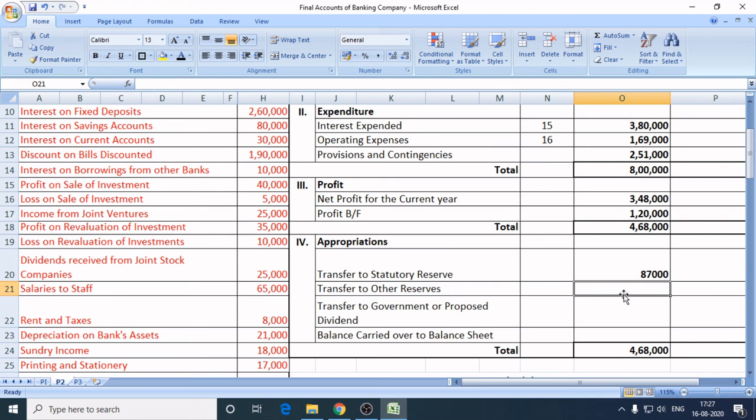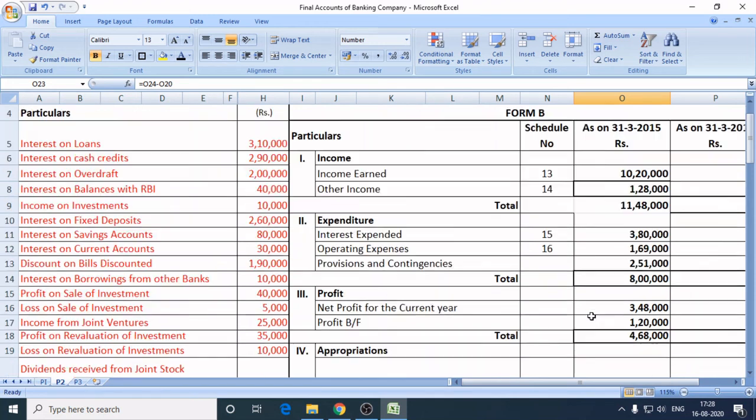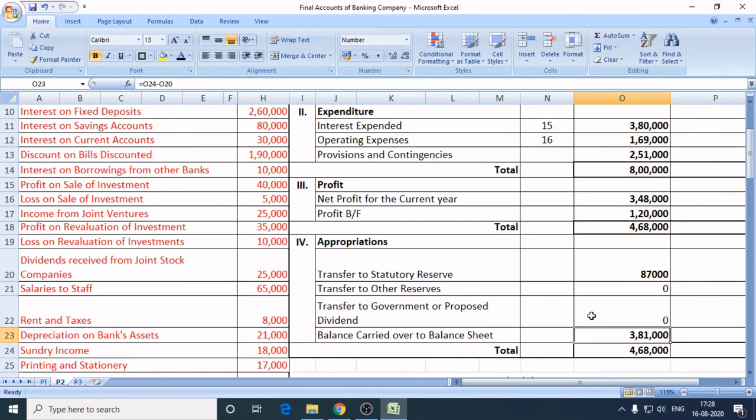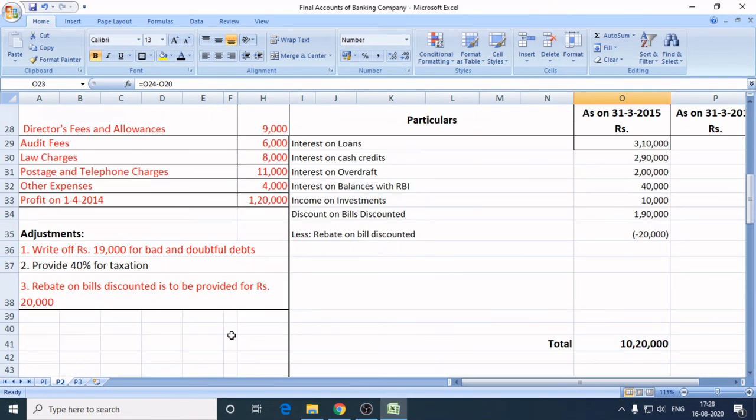There is nothing to provide on account of other reserve, and nothing to transfer on account of government or proposed dividend. So the remaining will be the balance carried forward to the balance sheet. For calculating that balance, from the total of 4,68,000 you have to deduct the amount transferred to statutory reserve. The remaining balance, 3,81,000, will be carried forward to the balance sheet and will appear in schedule number 2, reserve and surplus. So this problem is over. I hope you have understood how to prepare the profit and loss account of a banking company, and also the effects of these adjustments.